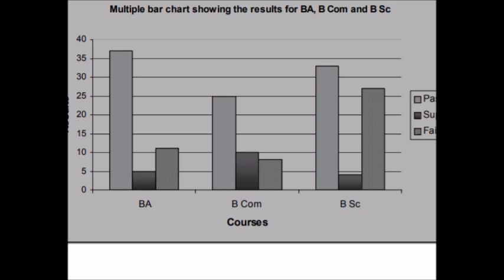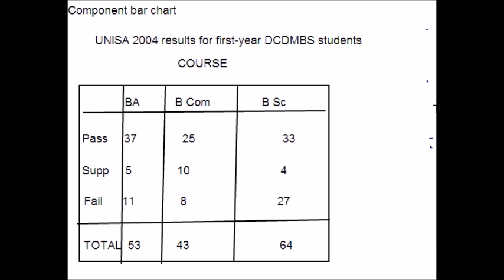Now let's see what is a component bar chart. I have taken the same table that we used for the multiple bar chart. You can have a glance over the table. In this type of bar chart, the components, the quantities of each variable, are piled on top of one another. In the multiple bar chart, it has been arranged one next to the other with no gap, but here you're going to arrange them piled on top of one another.